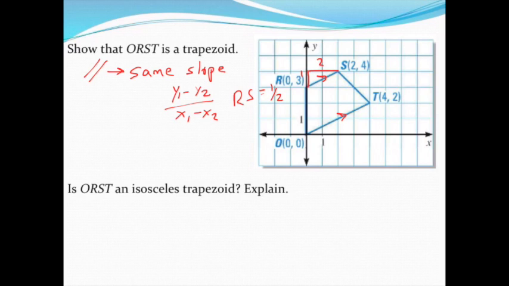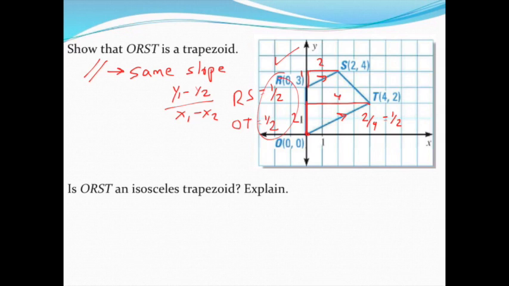And if I do the same thing for segment OT, I'm going to connect those two endpoints. I can see that I rise 2 and I run 4. And so that segment has a slope of 2/4, which, if I simplify, becomes 1/2. So segment OT also has a slope of 1/2.